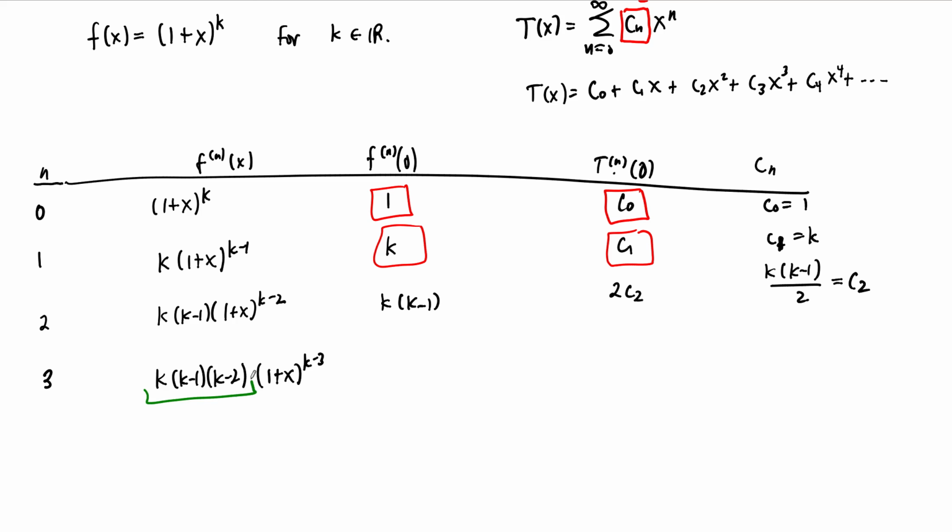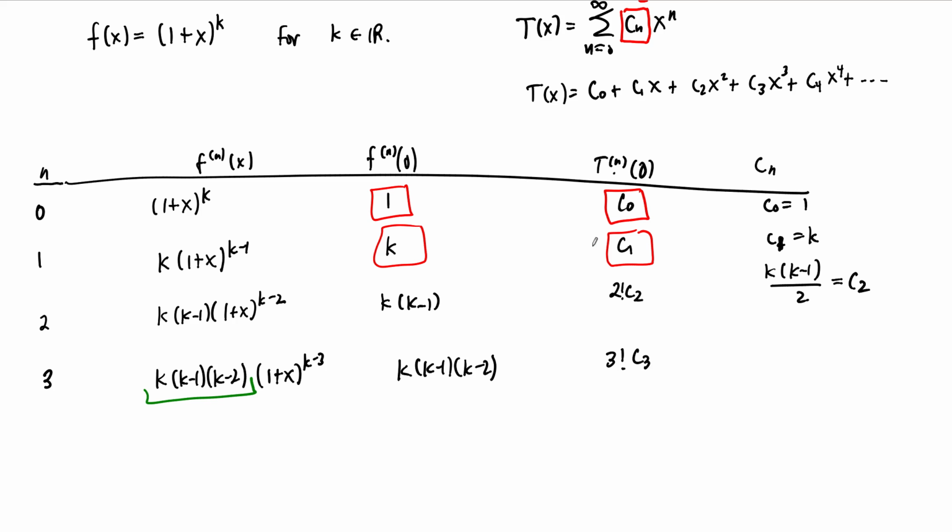This is just picking out these coefficients right here. And so this is k times k minus 1 times k minus 2. Over here, though, look what we have: 3 times 2 times 1. This is going to be 3 factorial, right? It's times c3, just like we got when we did the Taylor series.